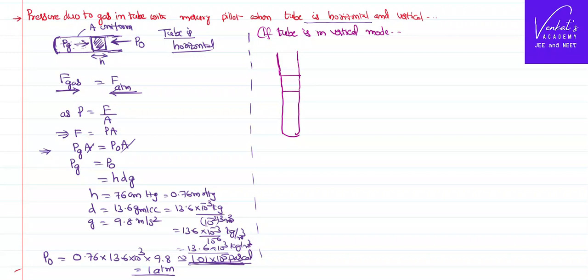Let's imagine a mercury pellet in this tube. Let the length of this mercury pellet be small h. There is some gas here. Atmosphere tries to push this mercury pellet down. Gas will try to push it up. Somewhere the mercury pellet gets balanced, and at equilibrium, what can we write?